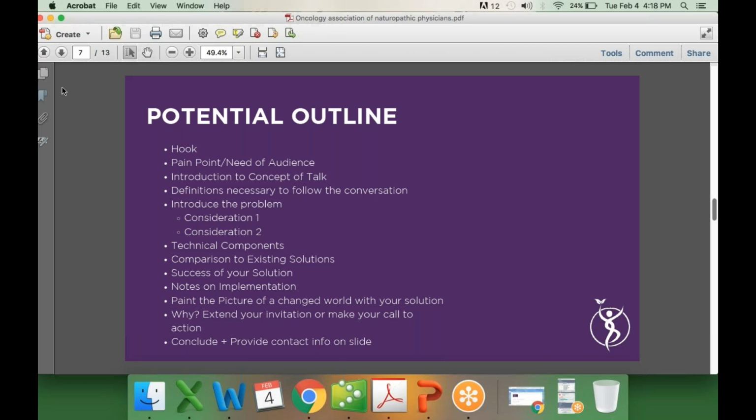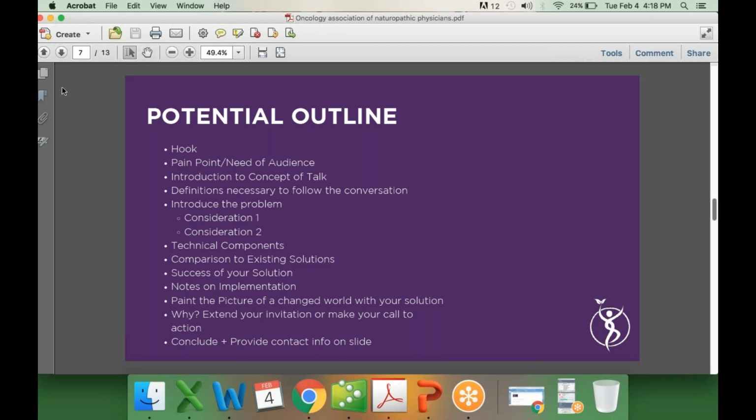And so you want to provide really evocative language. You really want to paint a picture of a changed world with your solution. What does that look like? Someone should sit in the back of the audience and be able to, as you paint this picture, immediately see themselves, their practice, or specific patients come to mind and imagine the solution that you've introduced completely changing one of those different paradigms. And then drive it home with a why.